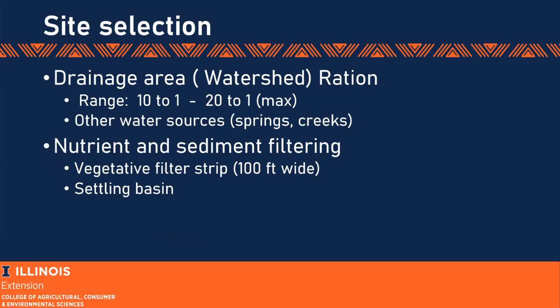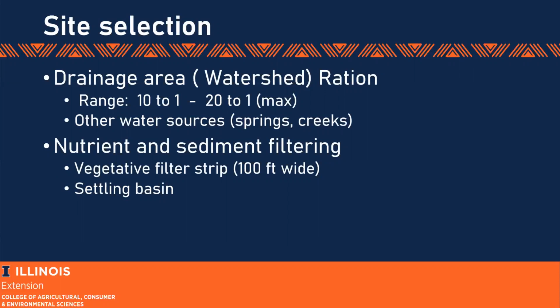So that falls into the sizing, but now the site selection piece of it. And this comes into thinking about the right location to put a pond in. There are a few things maybe I haven't put in the list here, but let's start with the drainage area or the watershed ratio. Basically it needs to be somewhere in that 10 to 1, in other words, 10 acres to 1 acre, or 20 to 1 range for most ponds.